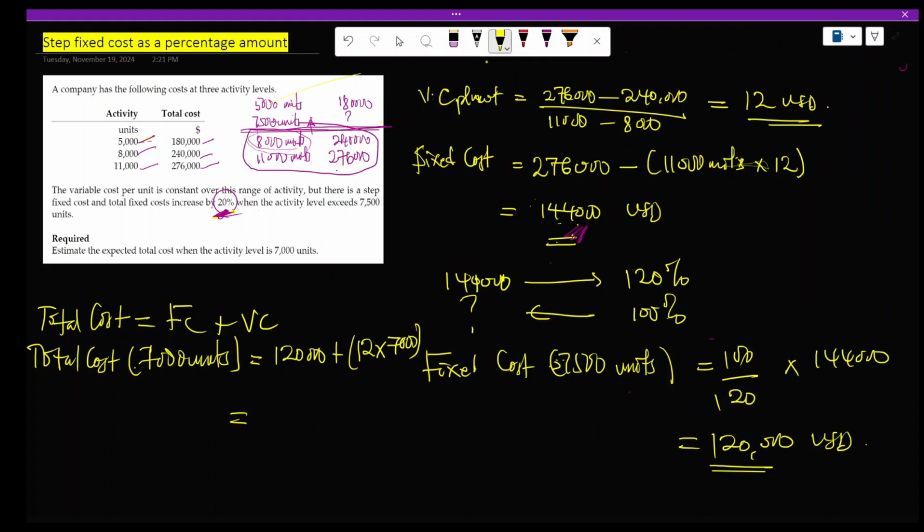12 times 7,000 is 84,000. So 120,000 plus 84,000 will give us 204,000 US dollars. I hope you get it now.